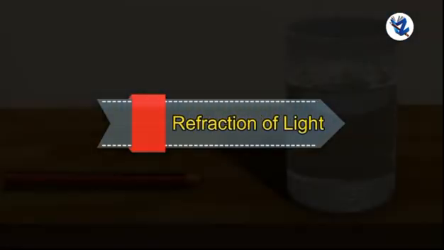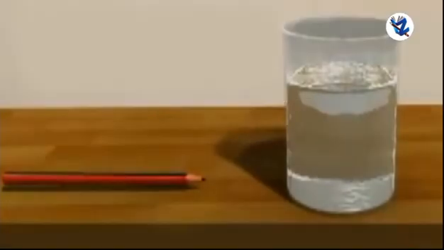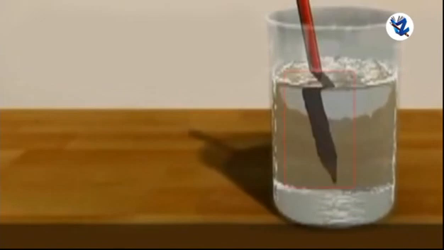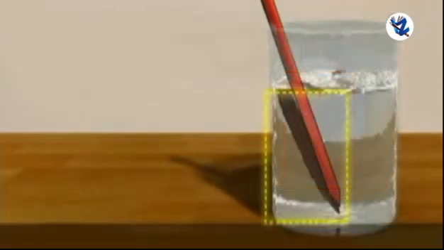Refraction of light. Take a transparent glass and fill it with water. Dip some portion of a pencil vertically in water and observe the thickness of the portion of the pencil. The portion of the pencil inside the water appears to be thicker than the portion above water. Now keep the pencil inclined to the water surface and observe the thickness. Here the pencil appears to be thicker and also appears to be broken near the surface of water.